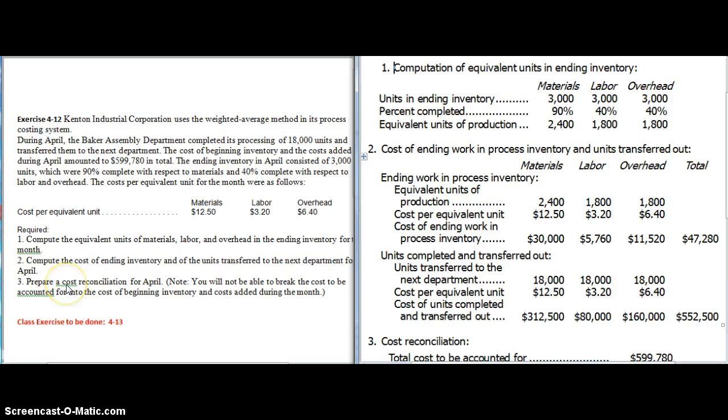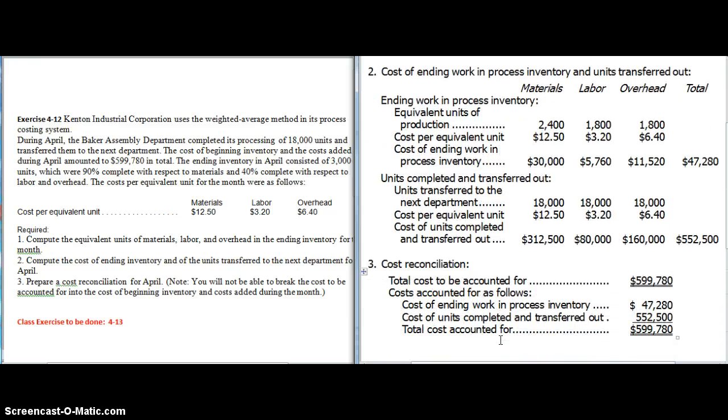The third part of the question is that you have to prepare a cost reconciliation for the month of April. Now this is something you haven't done before in the class. You will calculate the cost reconciliation by first taking down the total cost which is given to you in the question for beginning inventory and the cost added during the month, which is $599,780. So you begin with writing the total cost to be accounted for.